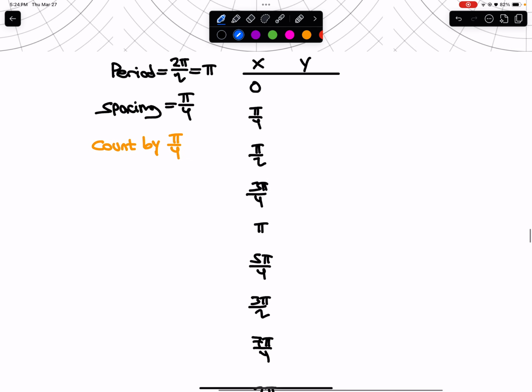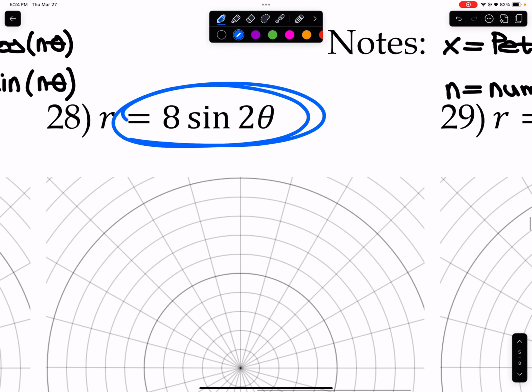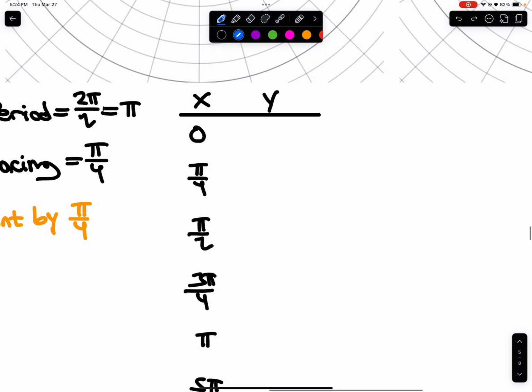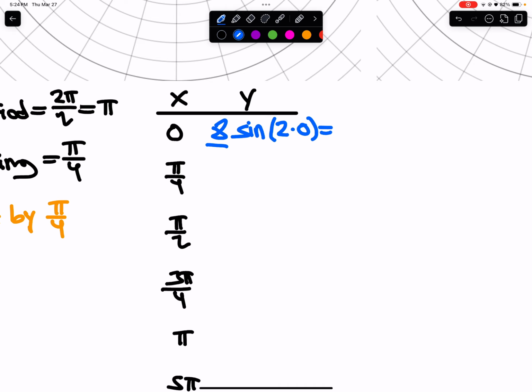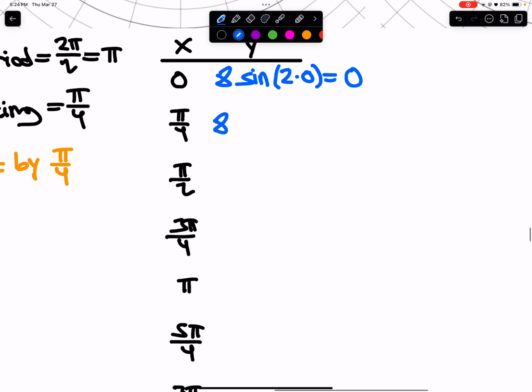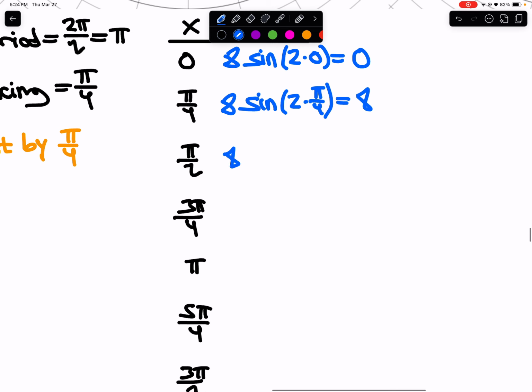So when I plug in these values, I'm going to plug them into the original equation. So 8 sine of 2 theta. So I'm going to do 8 sine of 2 times 0. Excuse me, y'all. So we're going to do 8 times sine of 0. Sine of 0 is 0, which means we're going to start at the pole. So now for the next point, 8 sine of 2 times pi over 4, which is pi over 2. Sine of pi over 2 is going to be 1 times 8, which is going to give me 8. And then we're going to have 8 sine 2 times pi over 2. So that's going to be sine of pi, which is going to be 0.